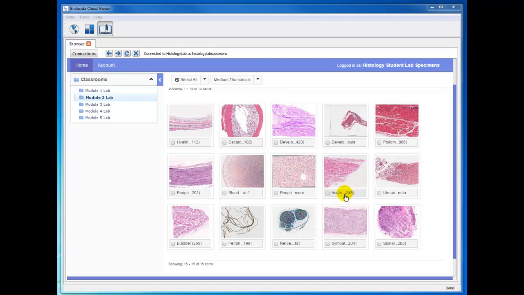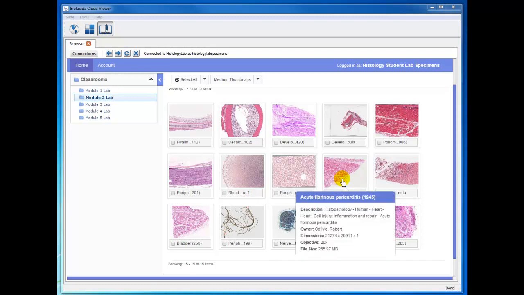This next specimen is a specimen of heart, and we chose it because it has a pretty good demonstration of cross-section and longitudinal sections of striated cardiac muscle cells. This is a specimen of acute fibrinous pericarditis. Acute meaning it happened very recently, before the specimen was fixed and prepared.